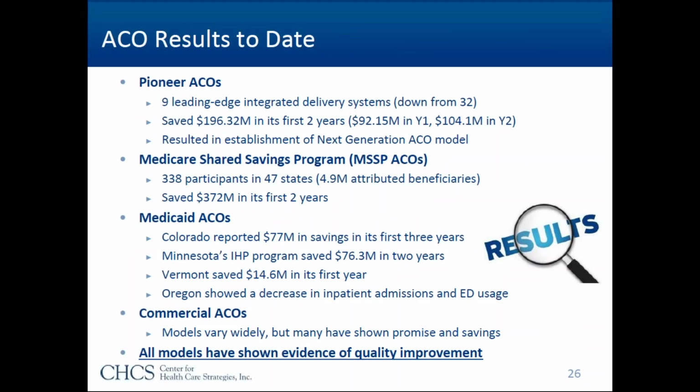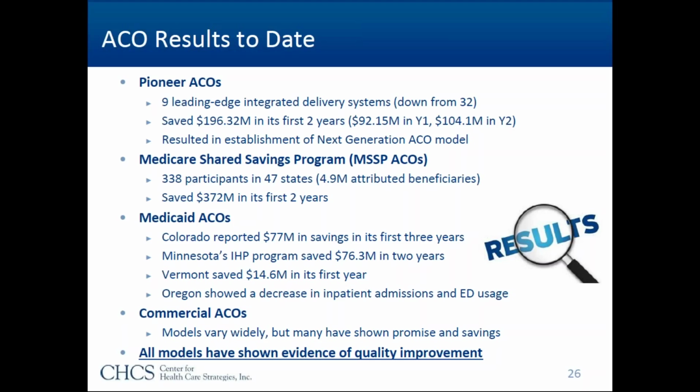So let's talk about the results to date. Pioneer ACOs: there's been much press on how many have dropped out of the program. They originally had 32. There are now 9 Pioneer ACOs in existence. Some of these have migrated to the Medicare Shared Savings Program or the next-gen ACO models, so that accounts for some of it. They saved $196.32 million as reported by CMS in its first 2 years, and resulted in the establishment of the next generation ACO model, which is based largely on the Pioneer model. CMS seems to have some faith in that model.